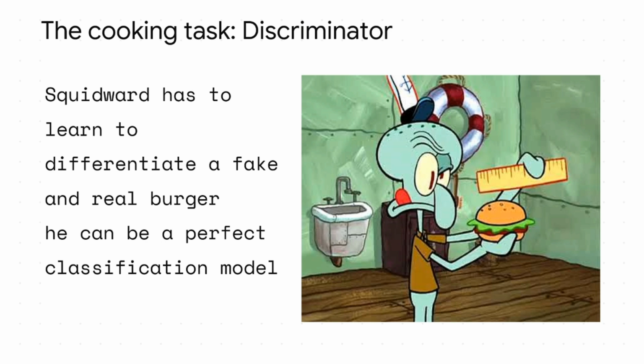So also Squidward doesn't know how to produce Mr. Krabs' golden burger. He's never done it before, right? So the first thing Squidward does is learn to differentiate what the fake and the real burger look like. All right. So he can be this perfect classification model, right? Any time you throw him a burger that doesn't look like the golden burger, he can always tell you the difference.